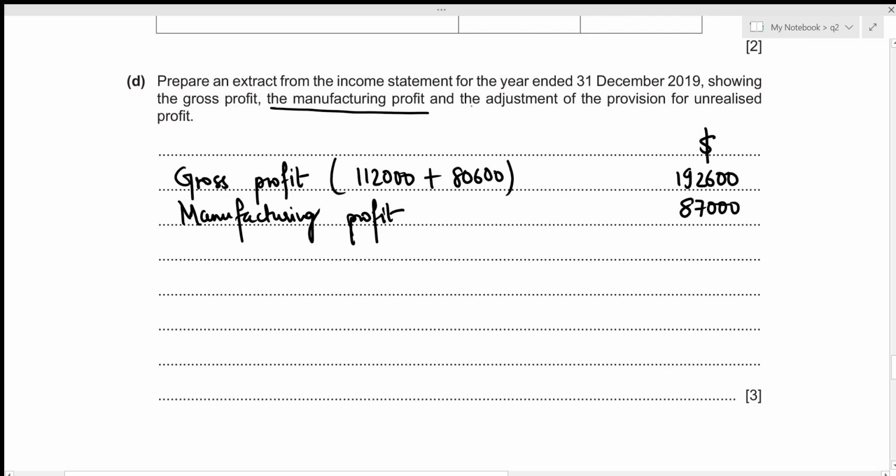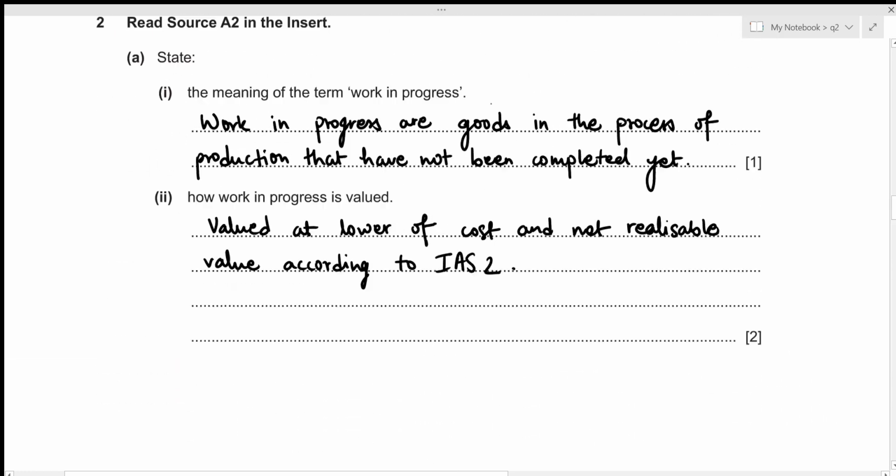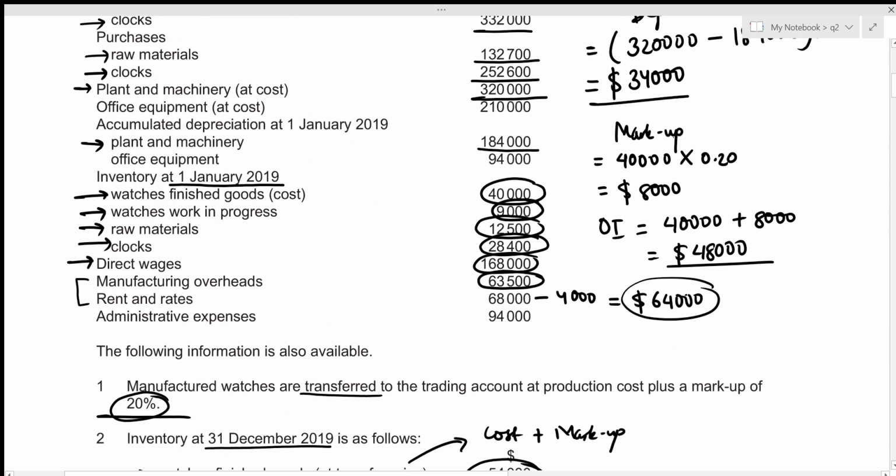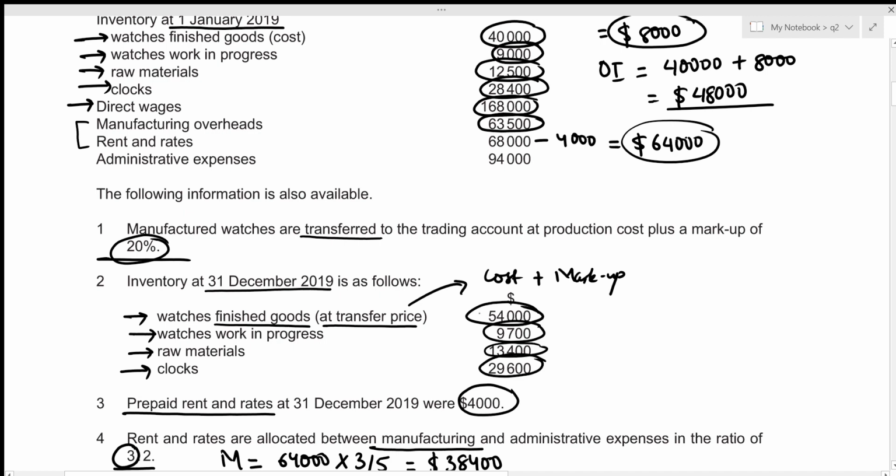Okay, then the last part was the adjustment of the provision for unrealized profit. Okay, let's have a look above. We know that for the opening inventory, we figured out our markup. And this is actually the unrealized profit related to the opening inventory, right? That's of 8,000. And now we need to figure out the same for our closing inventory of finished goods. So since this is a transfer price, this includes cost as well as the markup, right? Cost plus markup. And we know that the markup is of 20%, meaning that markup is just the 20% of cost. So we can just write it down as 0.20 times cost. And this gives our transfer value of 54,000.